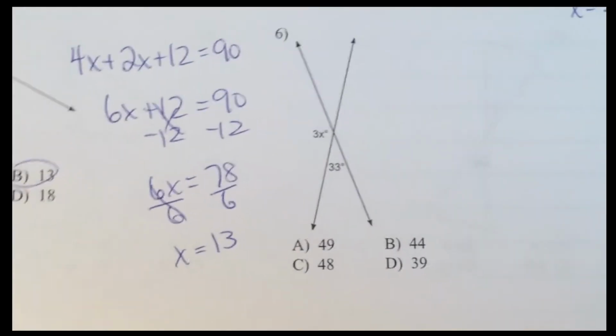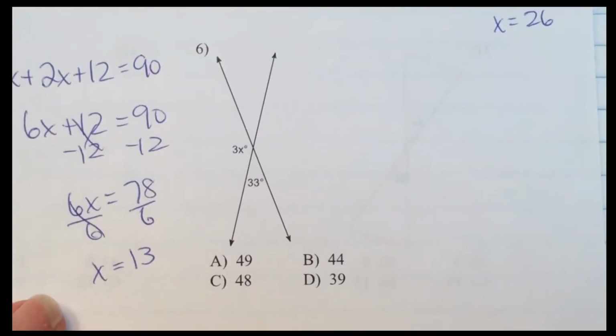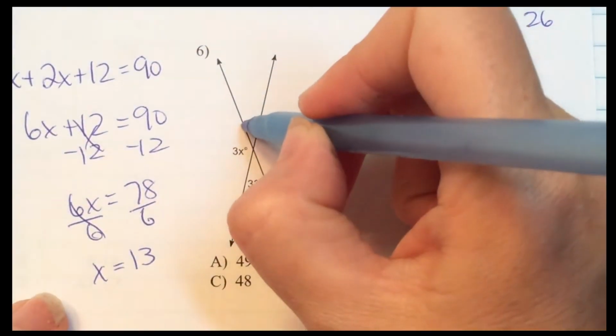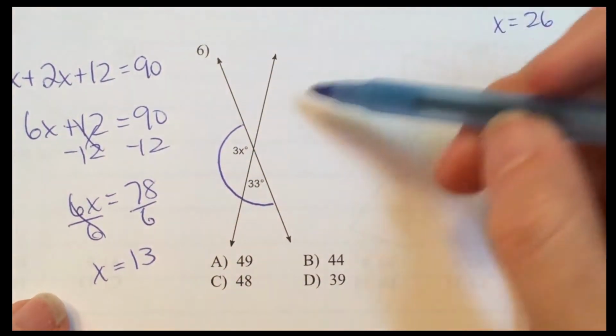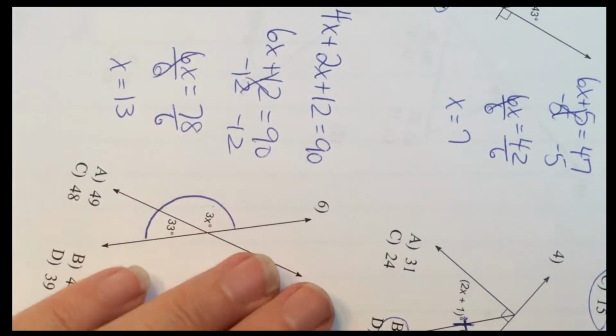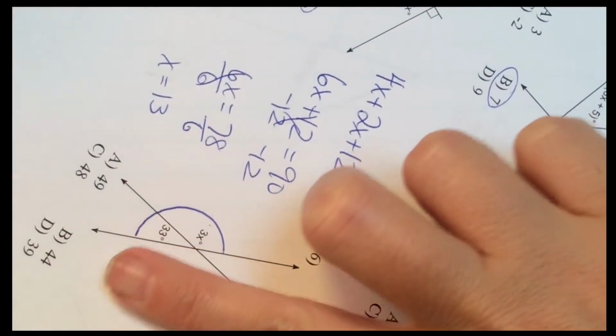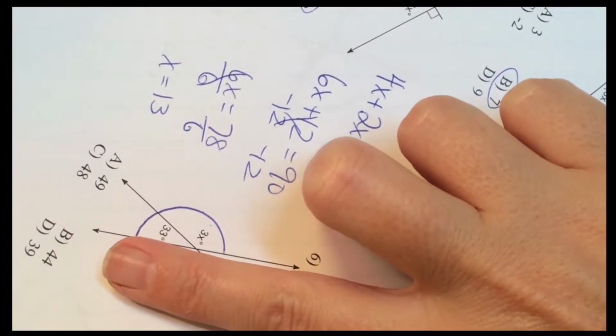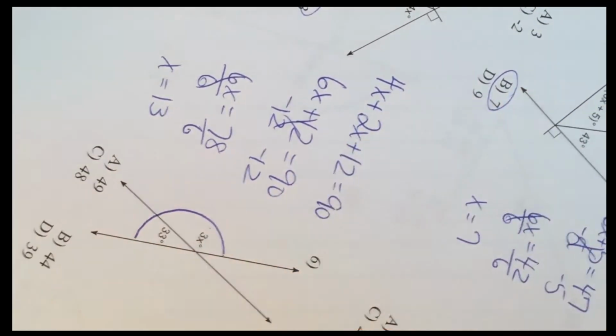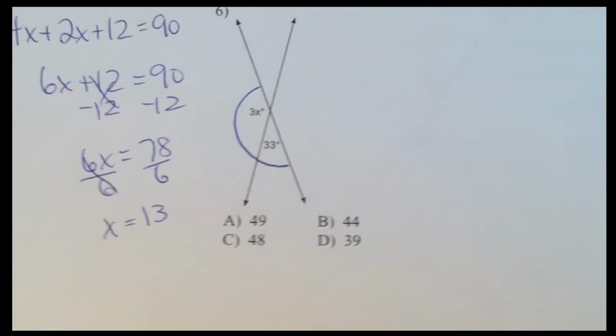Now we're getting into the supplementary, which means they make a straight line like this. See how they're side by side? If I turned my paper like this, you might be able to see it better. So, oops. Notice how they create this straight line. But I'm going to turn it back around so we can read it.